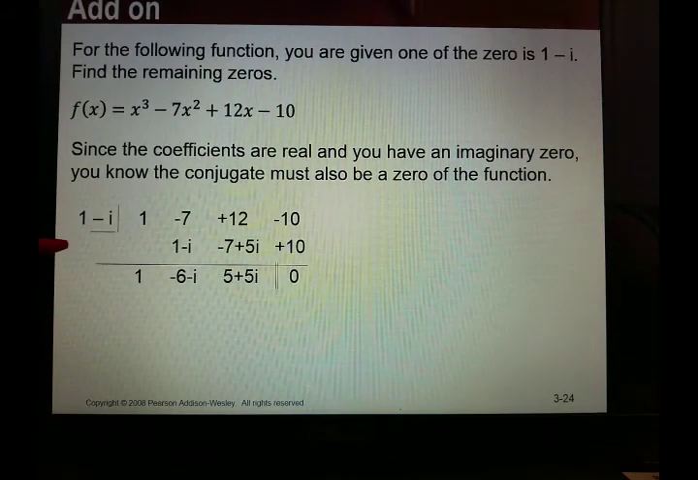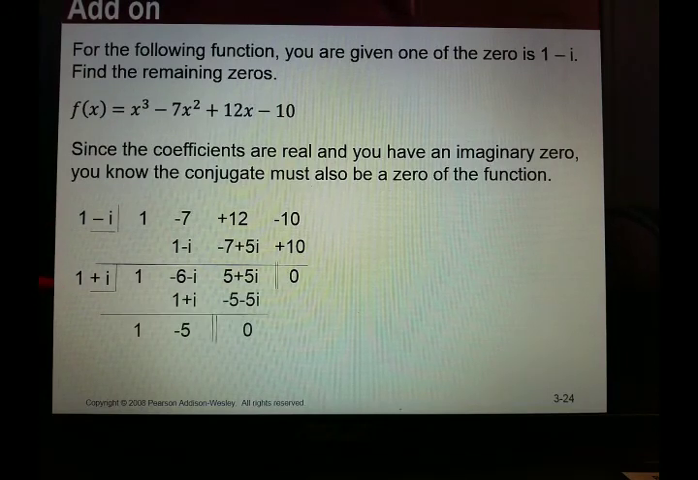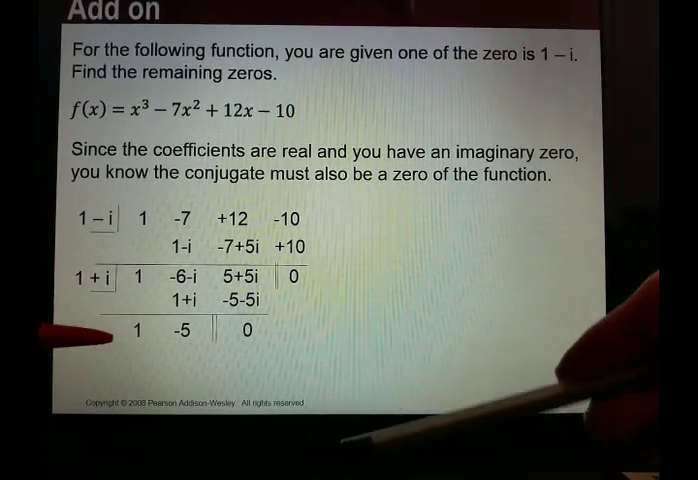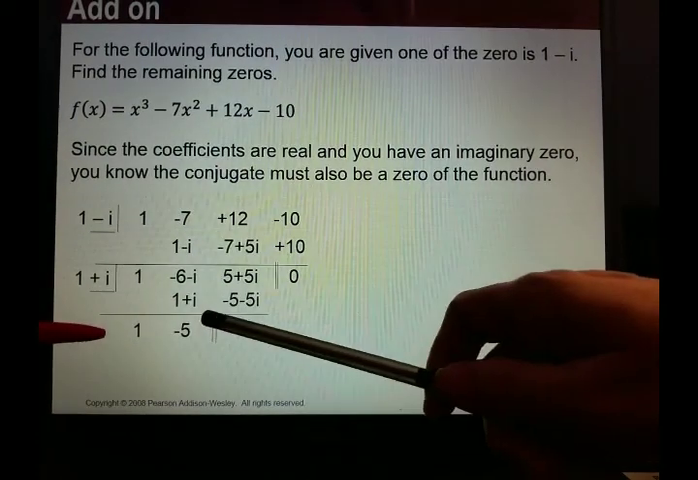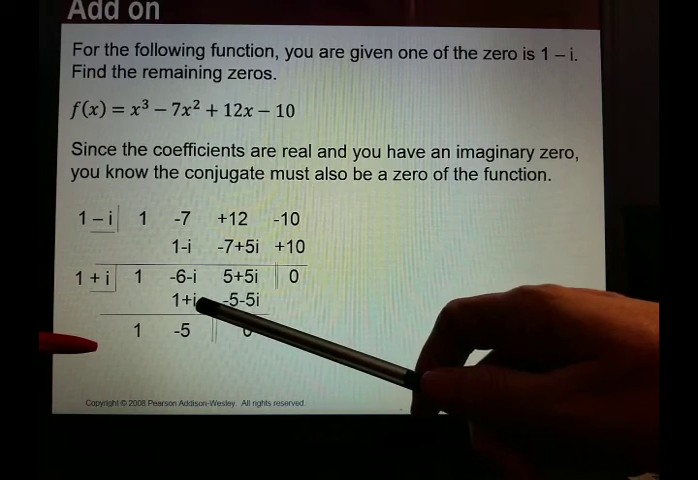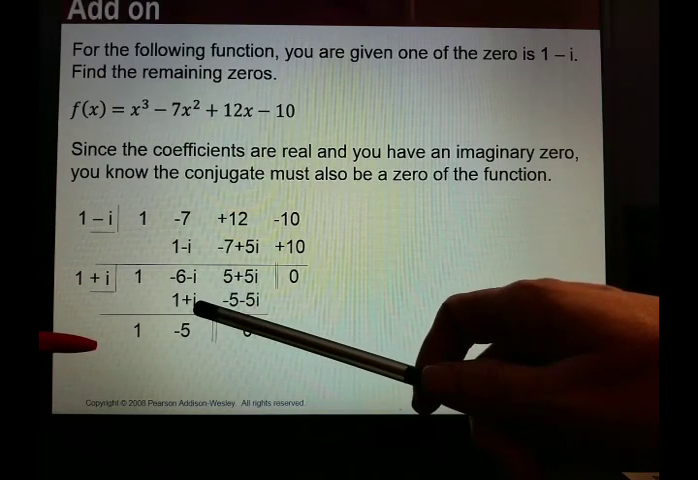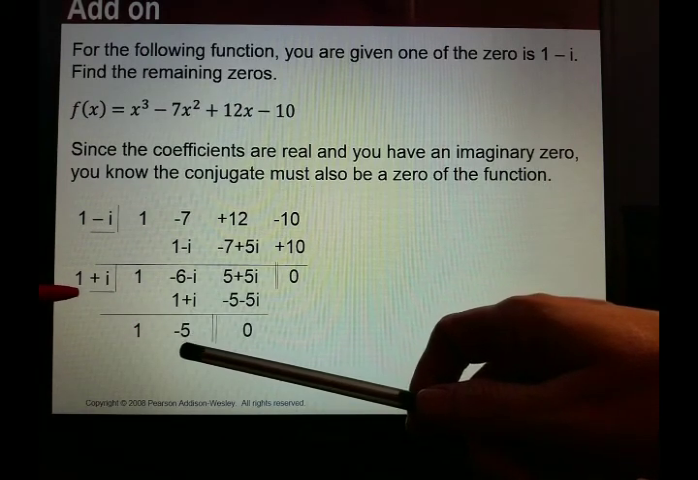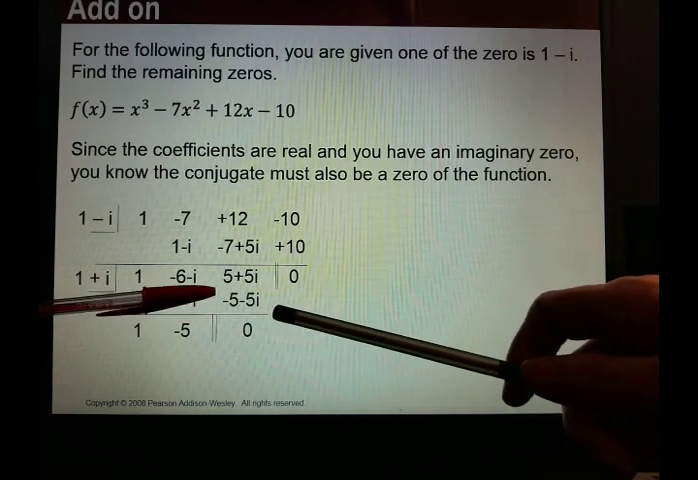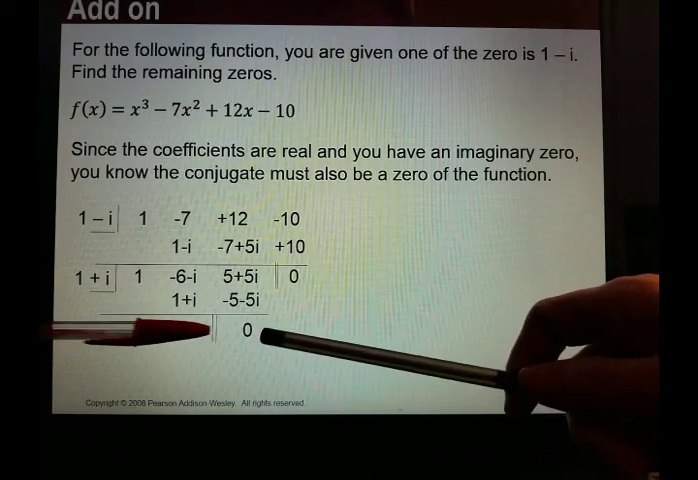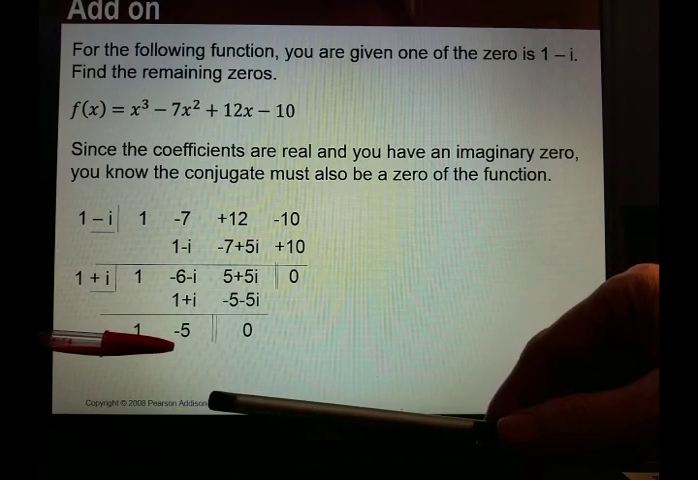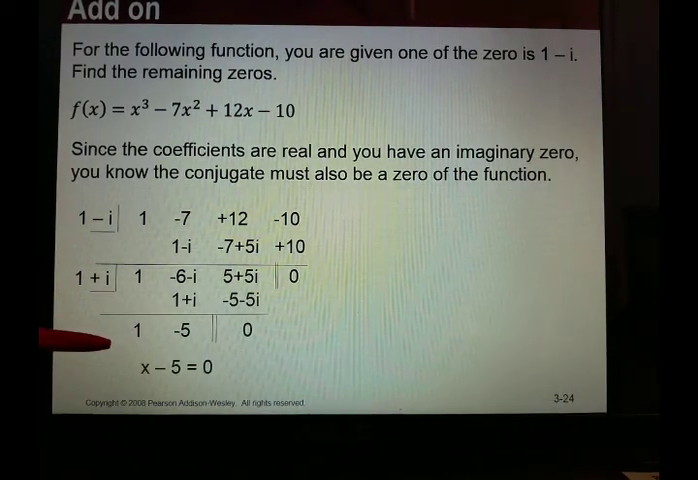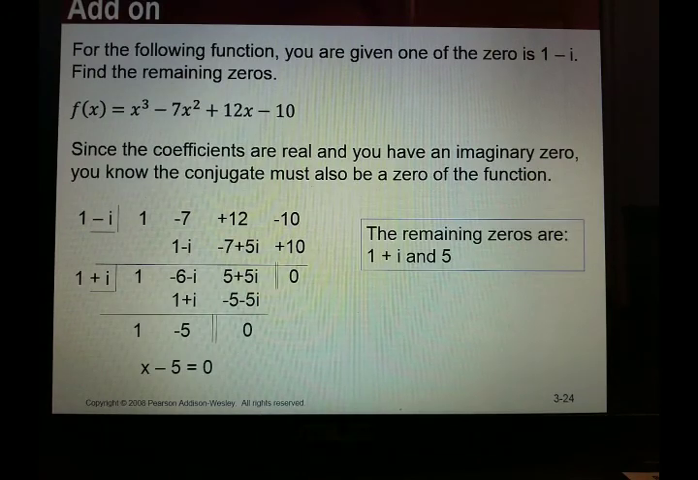Now we go ahead and we plug in the conjugate. So the conjugate would be 1 plus i. Now this one's a lot easier to do than the original. Everything will be nice and convenient, the i's will go away. So you bring down your 1 times 1 plus i would give me 1 plus i here. Notice this time when I add these together, the negative i plus the i would be gone. Those would zero out. So -6 plus 1 would be -5. -5 times 1 plus i. So I distribute -5 minus 5i. When I combine those together, I get 0. So this ends up being x minus 5 equal to 0 to get my last root. Therefore, my remaining zeros are 1 plus i and x equals 5.